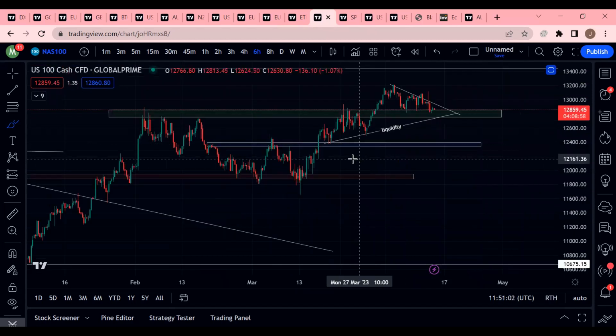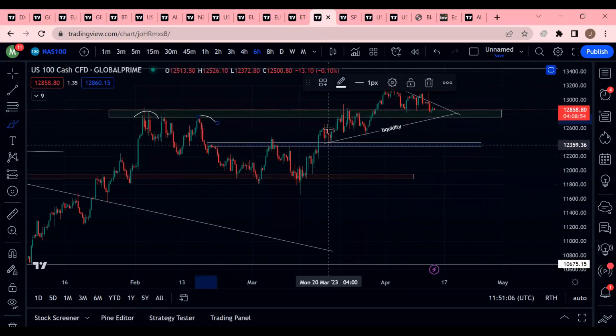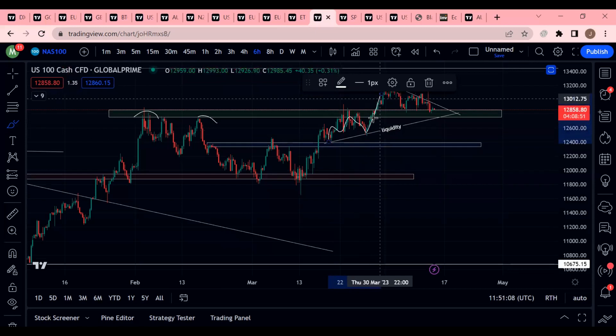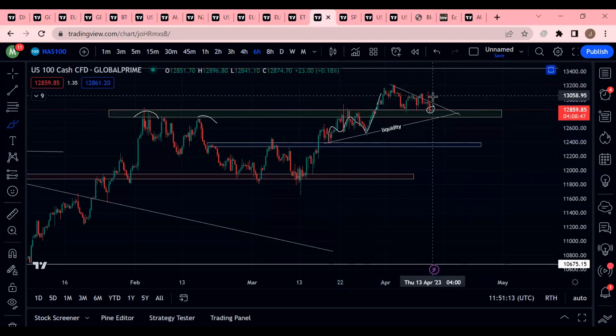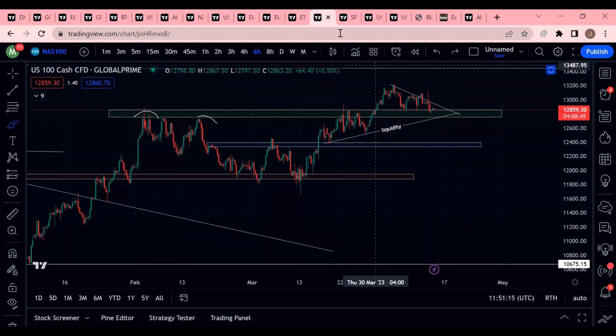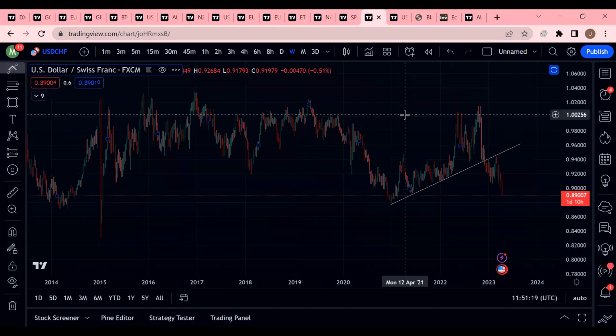Are you getting it? Using your bullish continuation patterns, because this was a resistance. Now it broke and turned into support. So if this is support, this market will definitely continue to the upside. That's NASDAQ, S&P 500, the same thing. US30, the same thing.